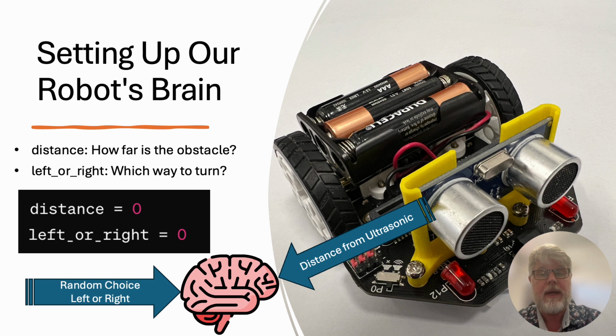First up, we have a look at our robot's brain. We're going to add two pieces of information to it. The first is we're going to set the variable called distance to be 0. Now this variable will actually be changed by the ultrasonic sensor. And we're going to set a variable called left or right to 0 as well. And that'll either be our choice of 1 or 2, depending on whether we randomly choose to go left or right. So distance is a variable for how far away the object is. Left or right is a variable for which way it will turn.